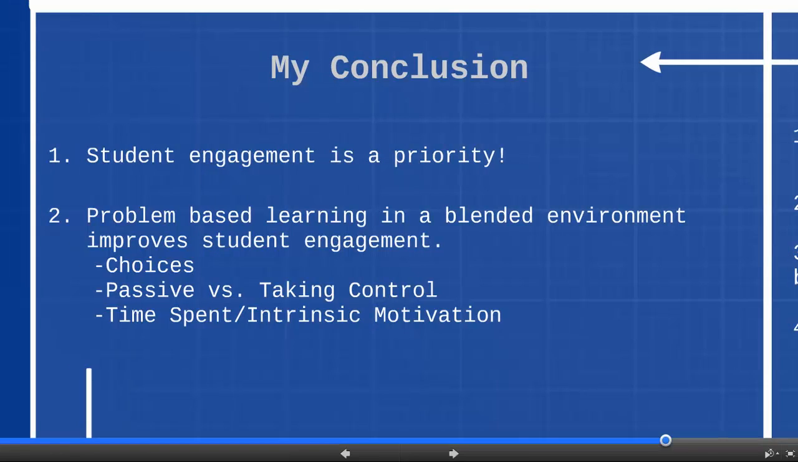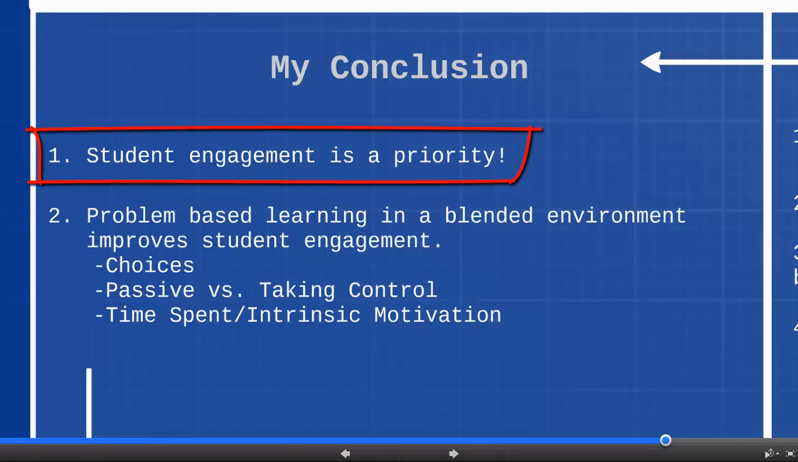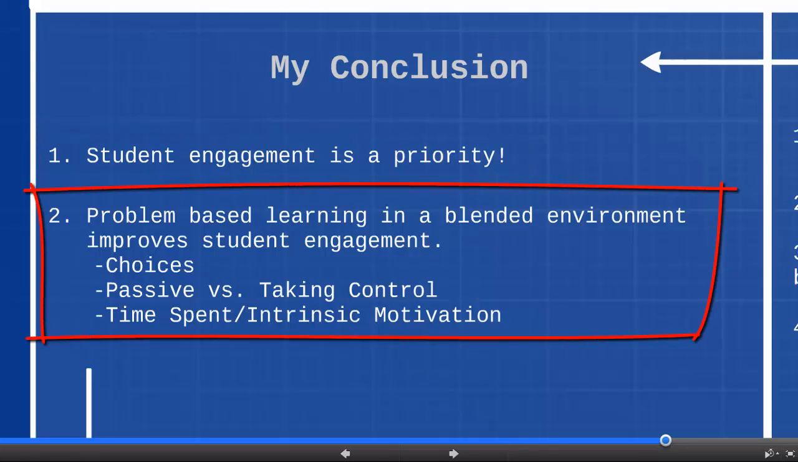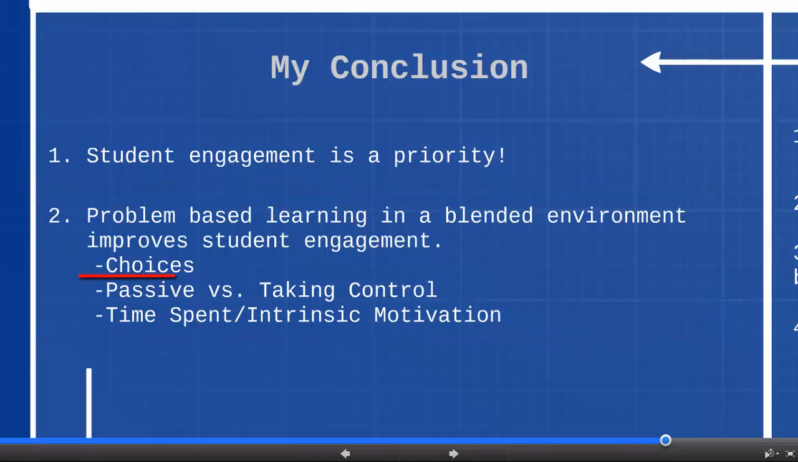My conclusion after researching and going through this study is that student engagement is a building block of any strategy we decide to use in any educational environment. I also found that after comparing the two different strategies in this study, problem-based learning is the way to go to help improve student engagement. My reasoning behind this is because it gives the students a choice. They are given options and can differentiate the instruction based on their own strengths.